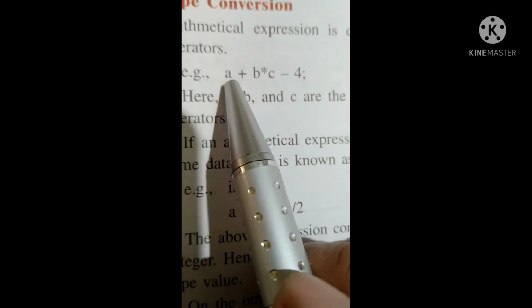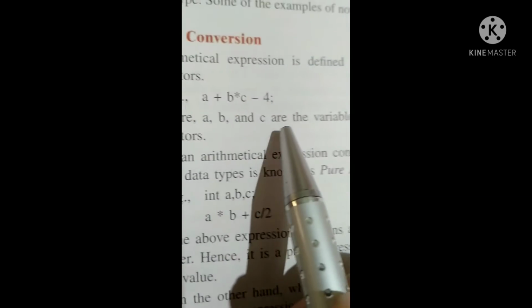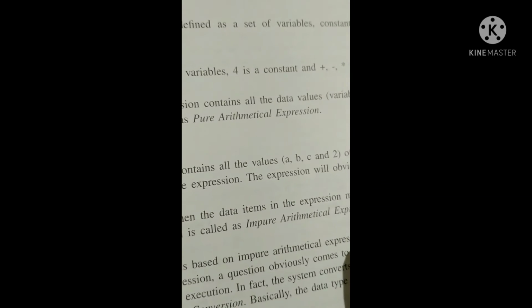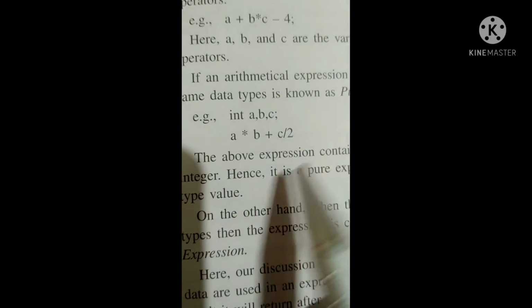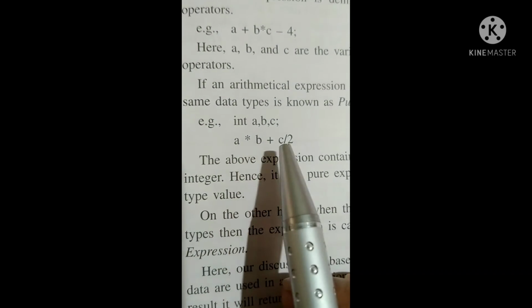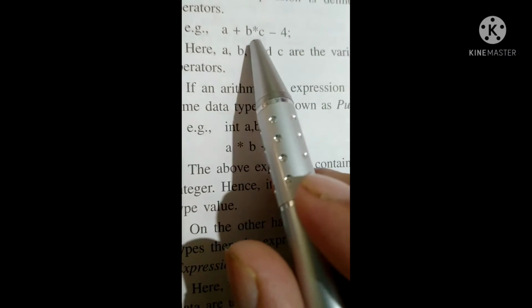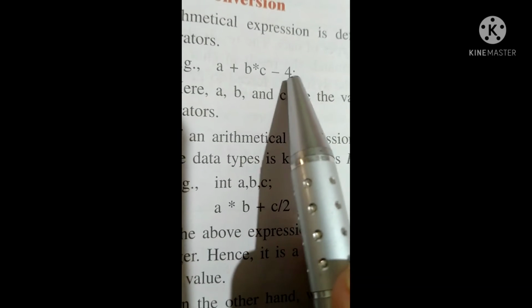Okay, so in this expression, this is not a statement, in this expression A, B and C are variables, 4 is a constant, and plus, minus, into are the arithmetical operators. Here this is called a pure arithmetical expression. Why? Because we are giving everything in one data type. What data type is given here? Integer data type. A is also integer, B is also integer, C is also integer, and 4 is also integer.